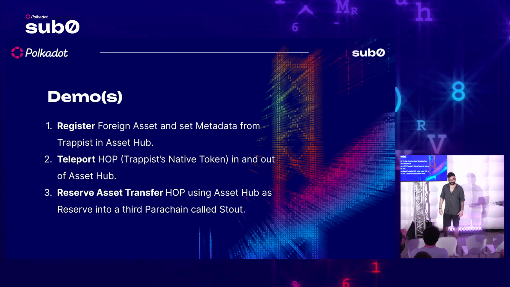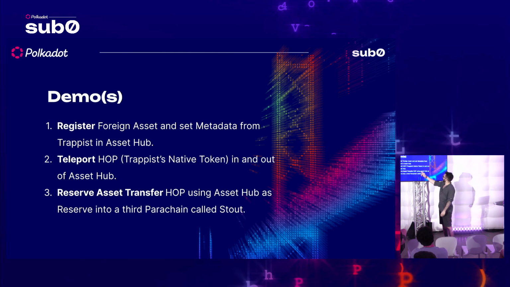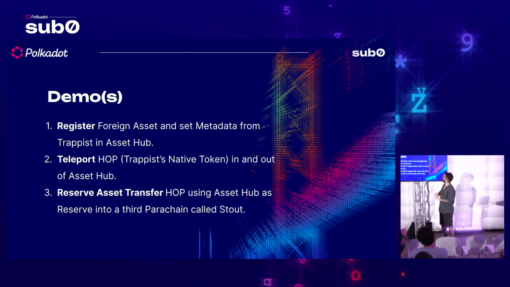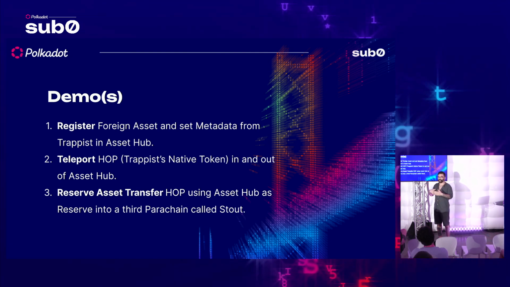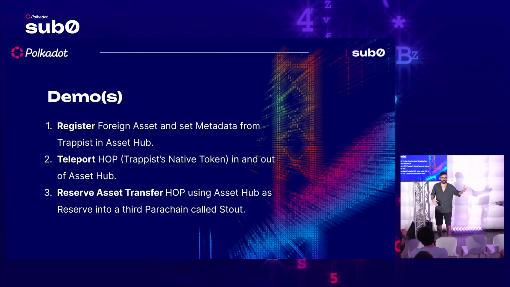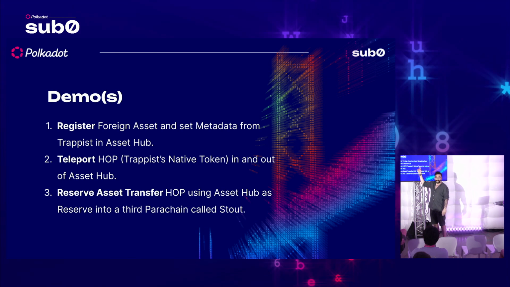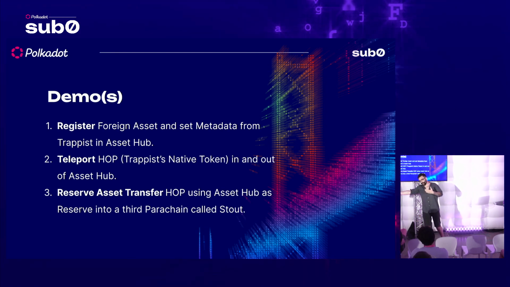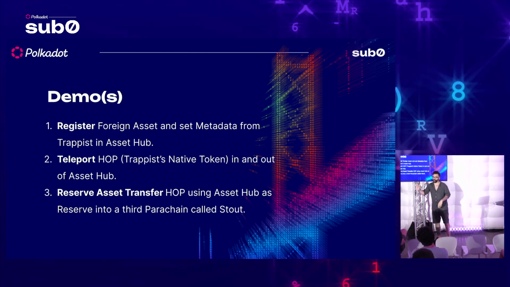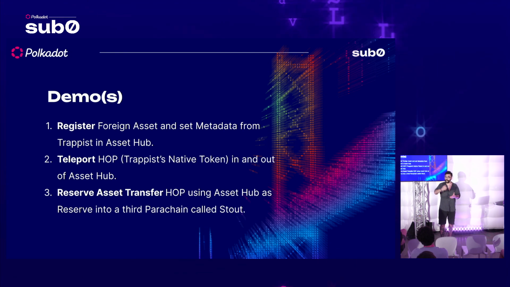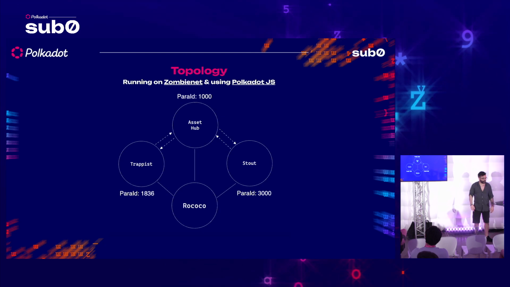What are we going to do today? And we are actually pretty okay on time, which is amazing. We are going to register the foreign asset, right? And set the metadata for it. I know there is stuff that I might not have mentioned when I presented the concept, but I will slowly go back into it and go over it again. We're going to do a teleport of HUB into Asset Hub and from Asset Hub back to Trappist. And then we're going to do a reserve asset transfer of HUB into Stout, this third parachain in context.